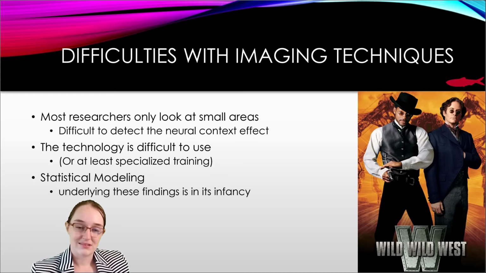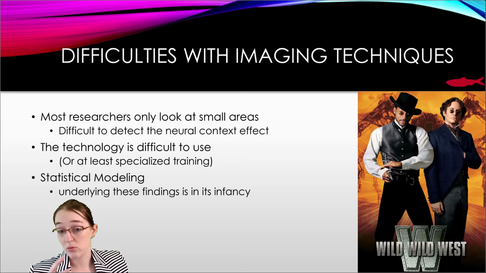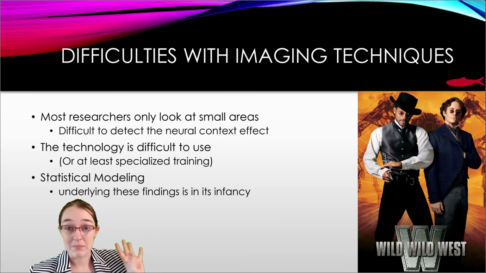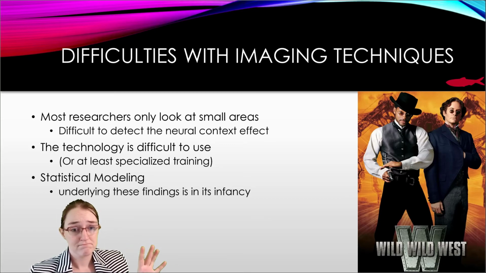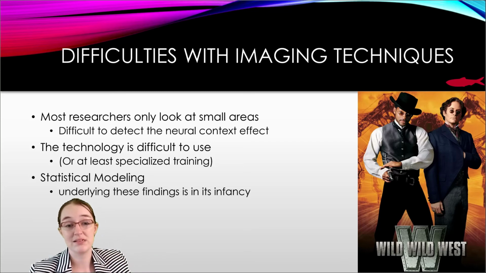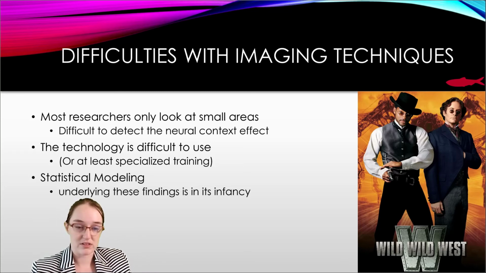There's also this weird quirk called the neural context effect, where activity in one area may depend on what's going on in other areas. So that's another aspect that you may miss out on: the interaction between pieces if you only focus on one tiny little area.